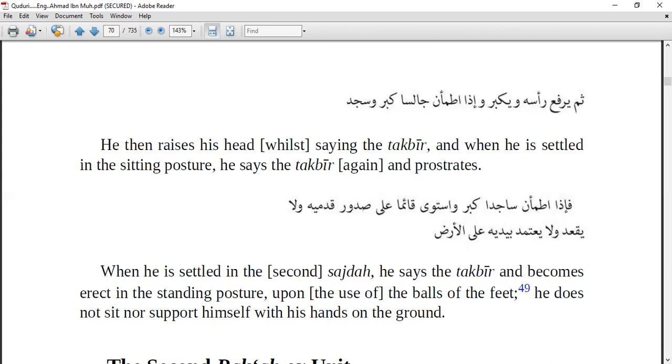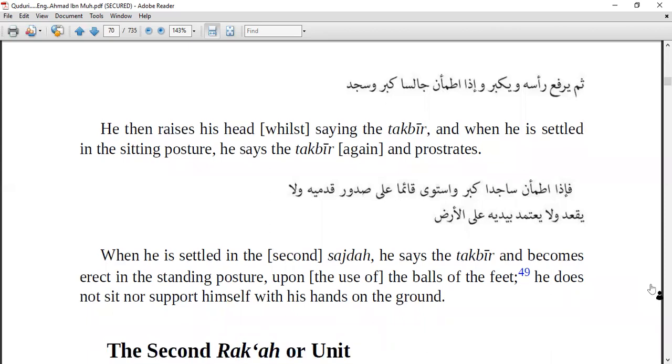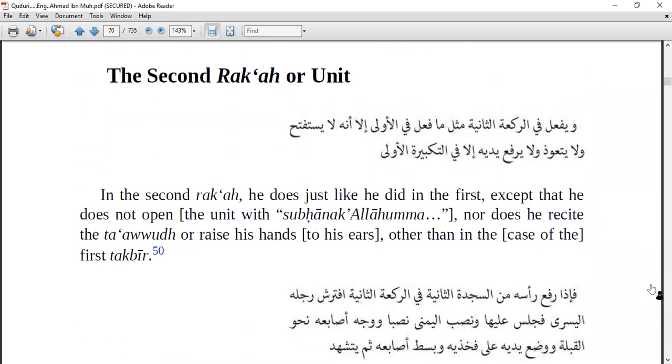And this is again when you're young and you're healthy. If you're old or if you're overweight and you simply can't find yourself to do this without actually taking the support, it's okay to take the support, right? So it's only mustahab to stand up directly. And with that, you've now completed your first rak'ah, your first unit. Now let's talk about the second unit.